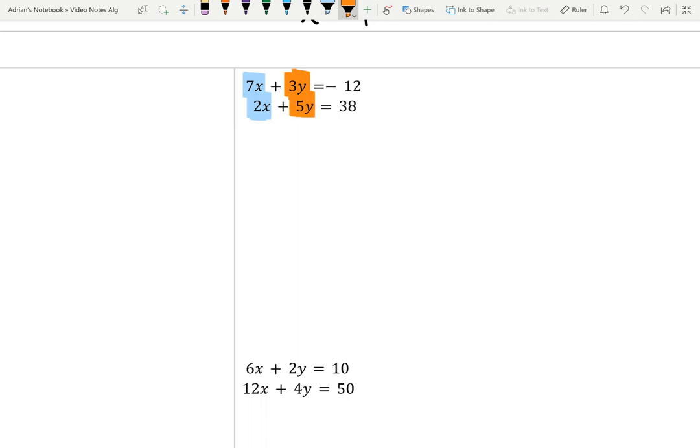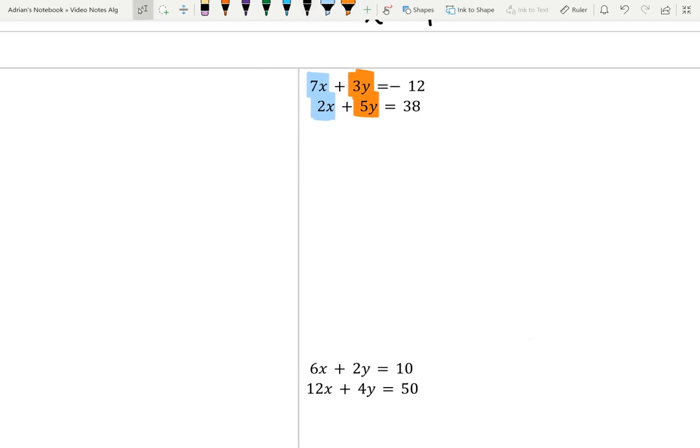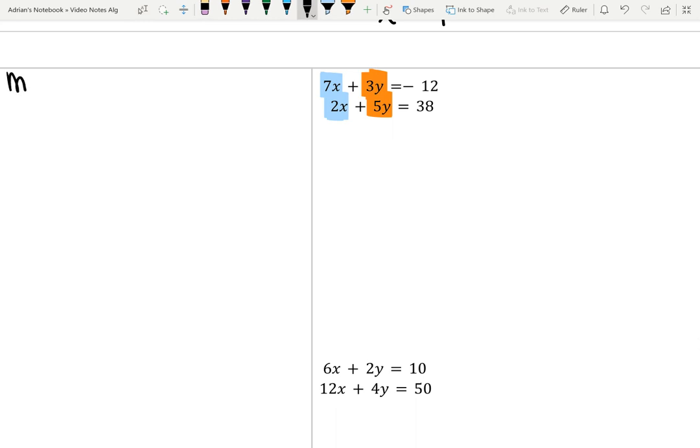So I have to think, how can I get these to add to 0? So first I need to pick which one do I want to cancel. Maybe I want to do the x's, maybe I want to do the y's. However, there's no way to just multiply 7 by something to get it to be a negative 2 to cancel. And there's nothing I can multiply 2 by to get it to be a negative 7. And same thing for the 3 and the 5. So this means that I'm going to have to multiply both equations.